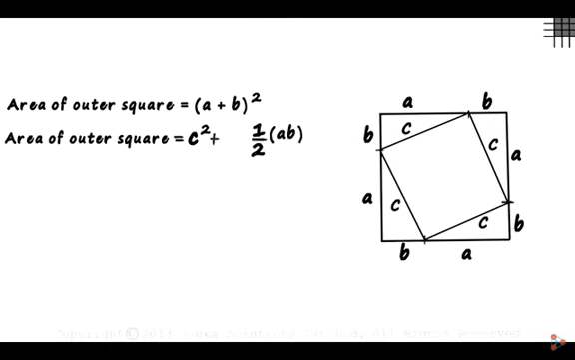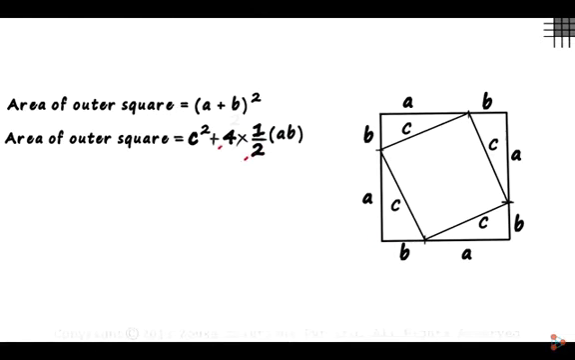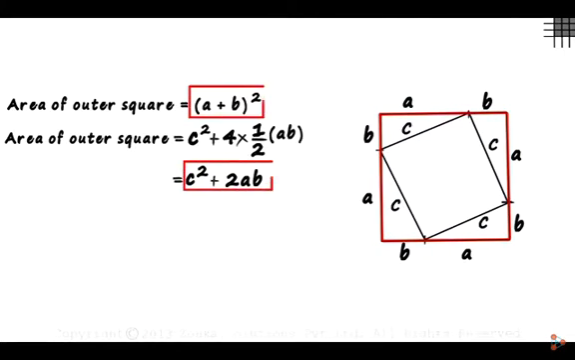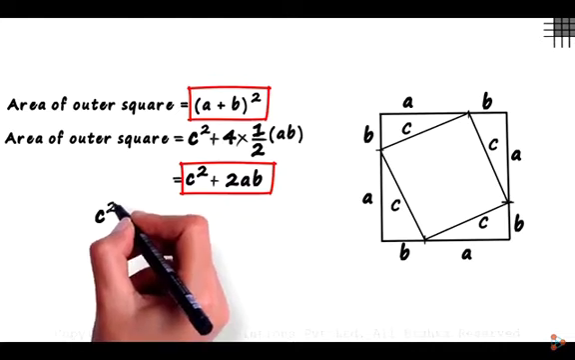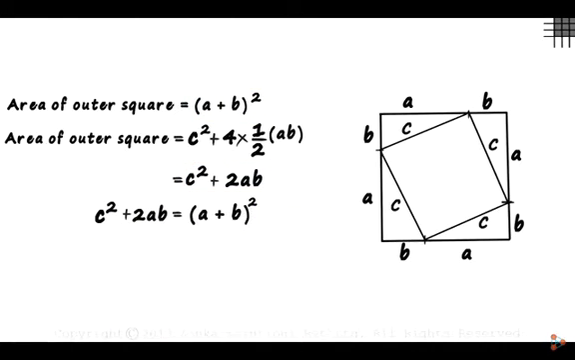To include the area of 4 triangles, we just multiply this with 4. Their total area would be 4 multiplied by half AB. 2 times 2 is 4, and we get the area of the outer square as c squared plus 2AB. Both these are the area of the outer square. Equating these two, we can write c squared plus 2ab equals a plus b the whole squared.